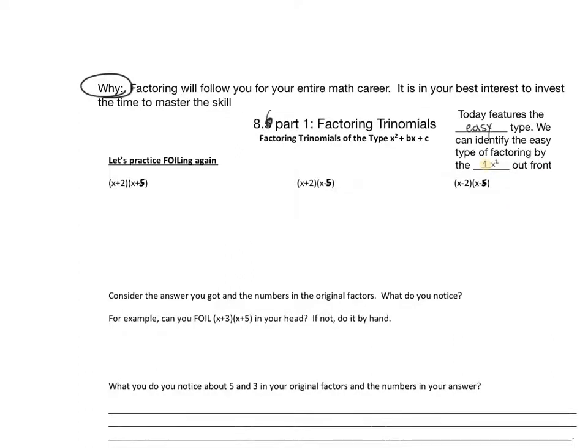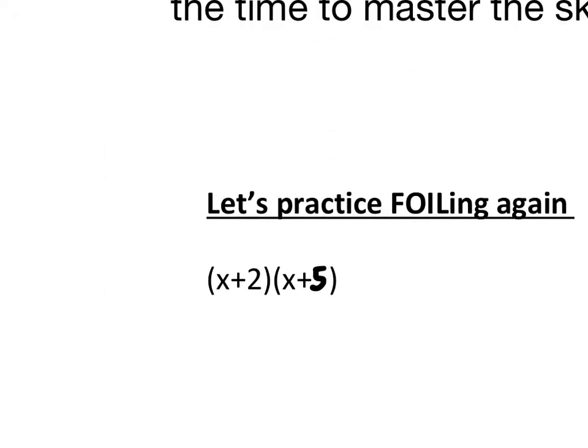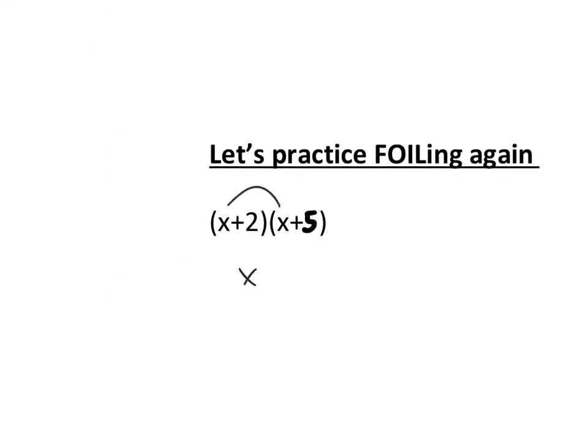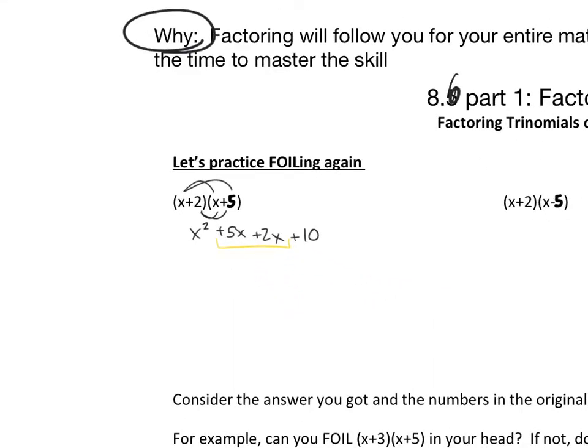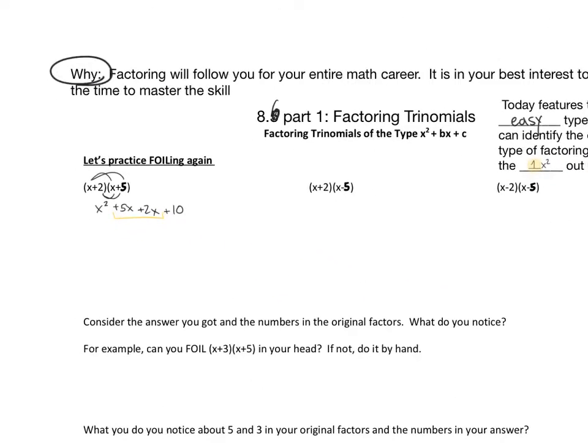So let's go ahead and warm up by doing some FOIL problems, where we do x times x to get x squared. X times 5 is 5x. This gives us a 2x. And this gives us a 10. Things that will become important today. These middle two terms. I encourage you, go ahead and FOIL out these next two. Show your work so that we can see those two middle terms. Pause the video, FOIL those out, and then double check your answers.